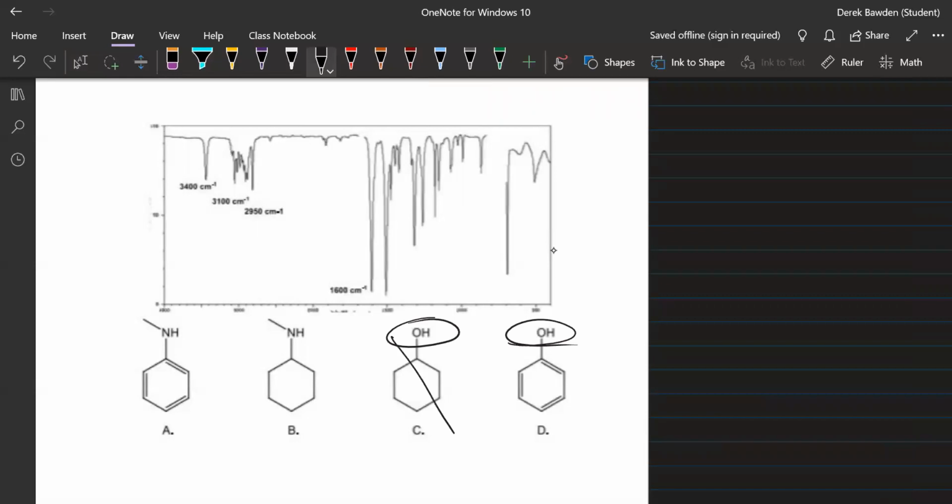So we know it's not C or D. So now we're looking for the difference between A and B. Really, the only difference is the ring. So how are we going to determine the difference here? How do we know which one it is? Perfect. Yep. The fact that there's sp2 CH bonds, okay, those are going to be your hydrogens on the ring. The other way to tell is the 1600 is C double bond Cs, and there are none of those in answer B. Okay. So it is A.